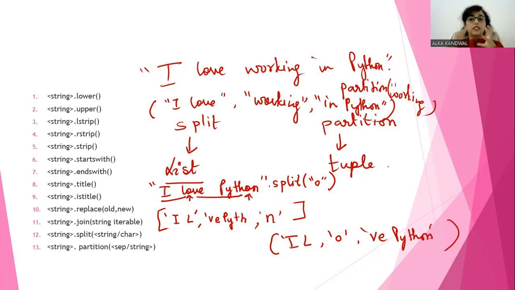So these are the components of your tuple. पार्टीशन में क्या हुआ, वर्किंग से पहले वाला एक अलग बन गया, वर्किंग के बाद वाला एक हो गया. So this is the difference between the split and the partition function. So I will just show you how the output looks like once. I will just show you the output. Just hold on. Yes, here it is. So you can just check.